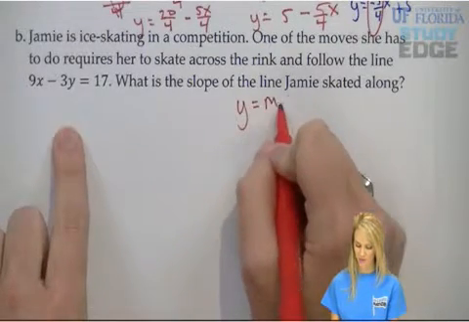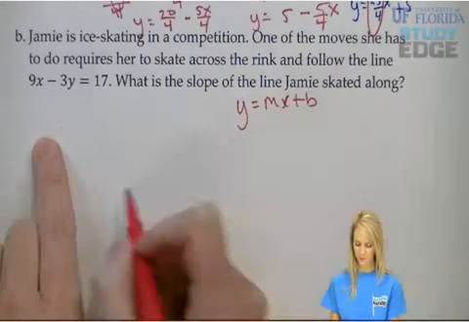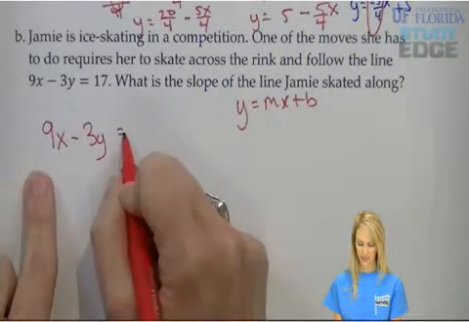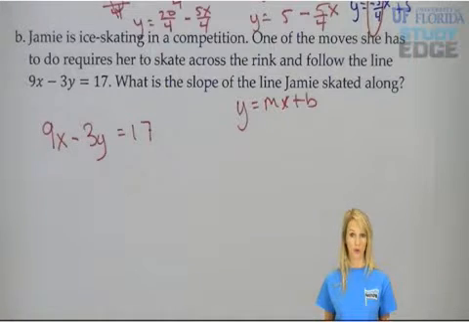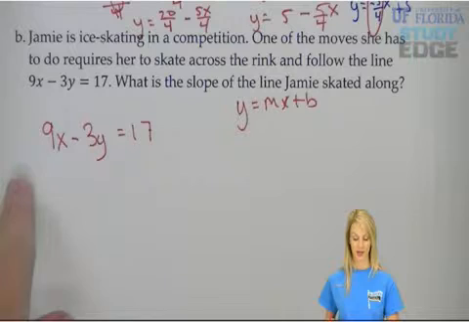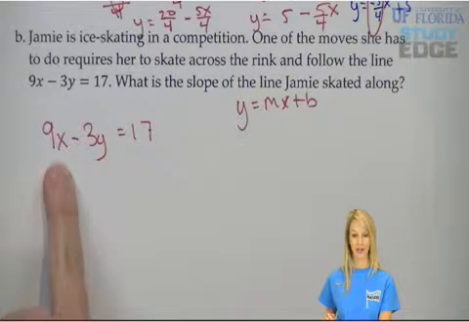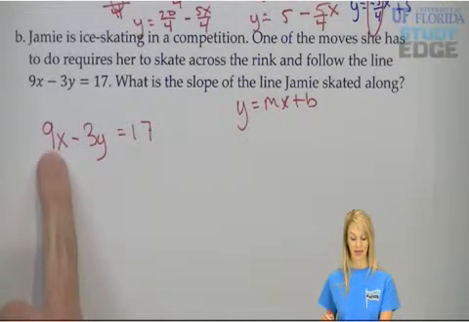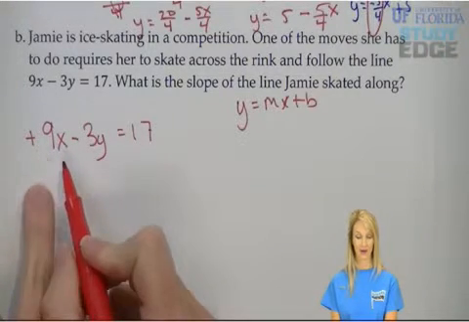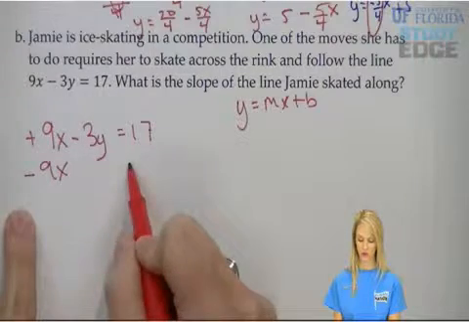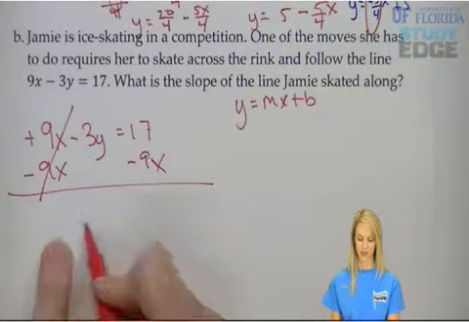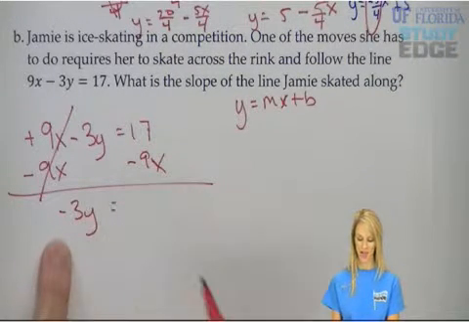Remember, we want it in y equals mx plus b form. Let's write our line. We have 9x minus 3y equals 17. What do we want to do? We want to get the term of y to be the only term on the left side. We have 9x. Is 9x being added or subtracted from negative 3y? It's being added to negative 3y, right? This is a positive. How do you get rid of a 9x being added? We're going to subtract 9x from each side. Okay, well, 9x minus 9x cancels out, so we end up with negative 3y equals.